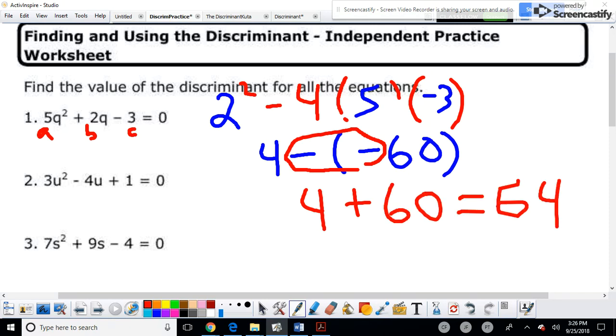Now, my discriminant is 64. Go back to the equation. We're not saying that x is 64. I still don't know what x is. But this discriminant is going to help me predict what type of solution it is.